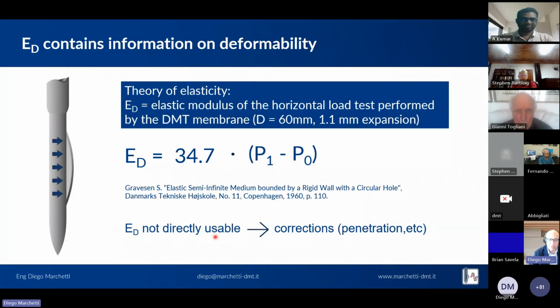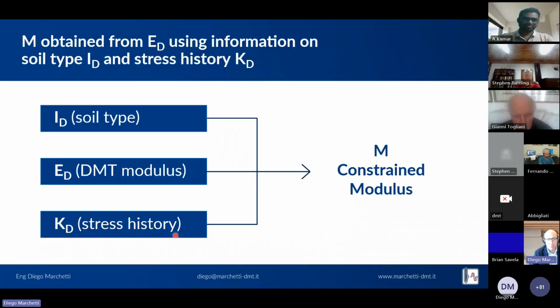However, this modulus ED is not directly usable because it has to be corrected due to the penetration of the blade. Yet, once again, it is probably the least disturbative measurement that can be performed in situ and at depth where the soil is originally in its preserved state to obtain a modulus. Professor Marchetti decided then to provide as a modulus of the DMT the constrained modulus M, vertical drained confined tangent modulus at the geostatic stress. So to obtain this, ED had to be corrected with the other information that is available, which is soil type.